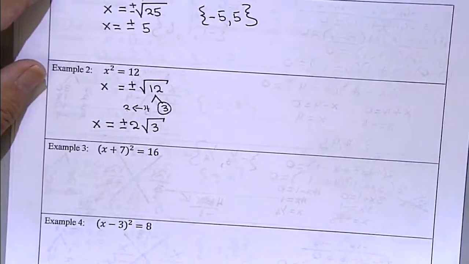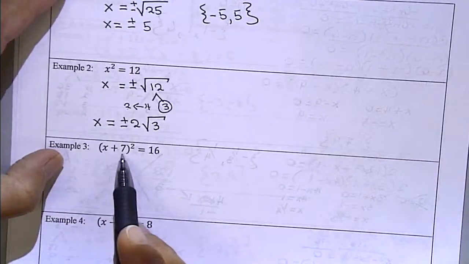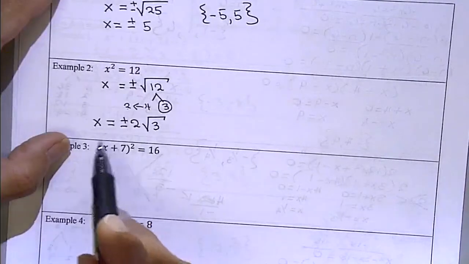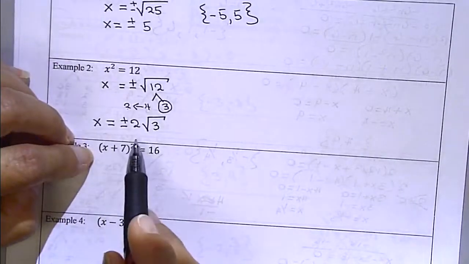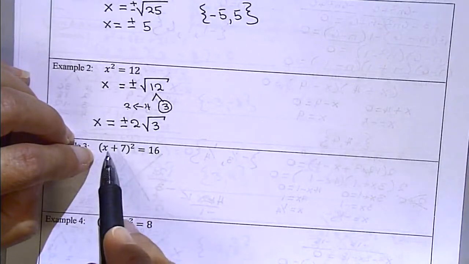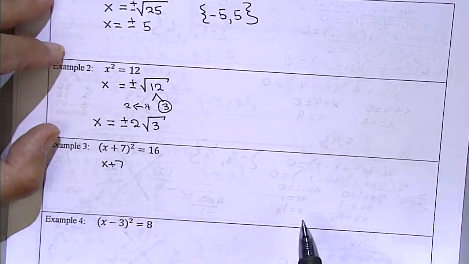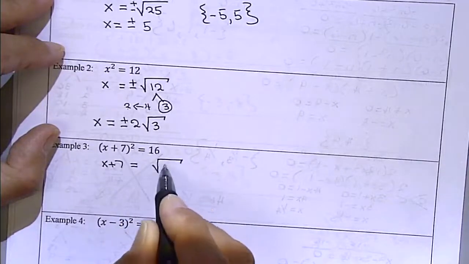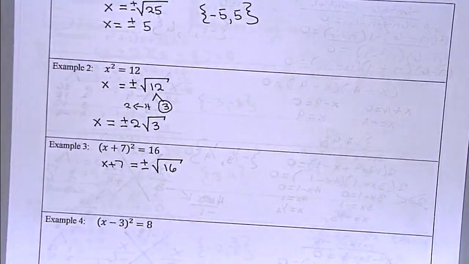Now next, I've got x plus 7 squared is equal to 16. Well, this is weird, but it does have a perfect square, right? How do I solve for x plus 7 squared? Well, I can take the square root of it. Isn't the square root of x plus 7 squared just plain old x plus 7? You understand that first, right? The next thing is, it's equal to the square root of 16, but it might be a plus or a minus the square root of 16, right?